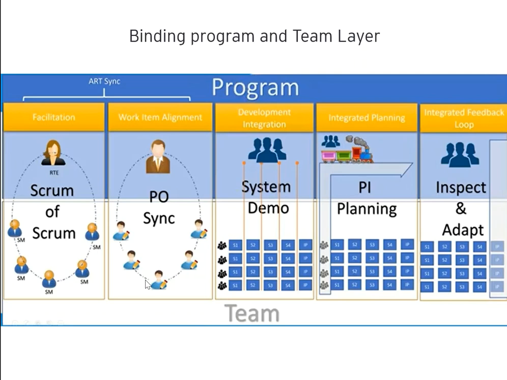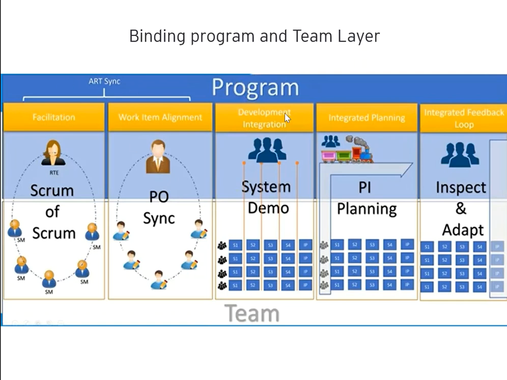For all the product owners from all the teams, they'll be syncing up with the main person who is handling this PO sync, and if they need any clarification, they can discuss it in this meeting, and they will remove all the impediments. So these two are known as ART sync.